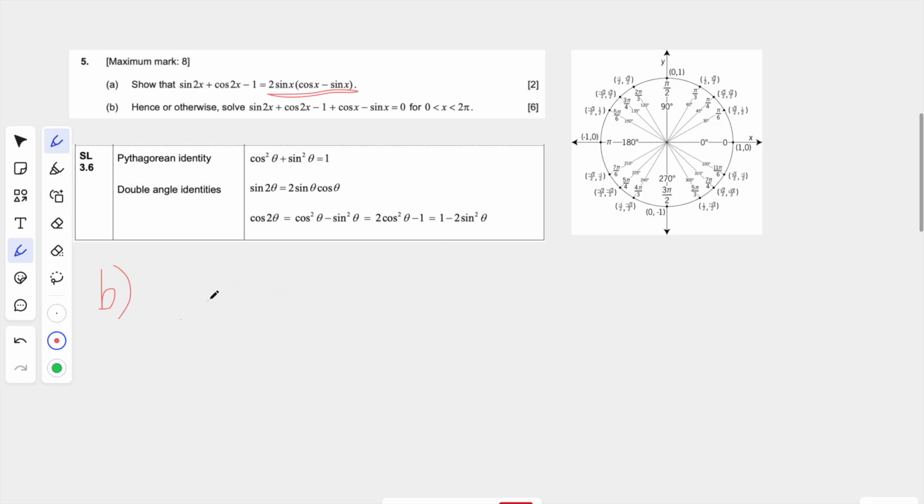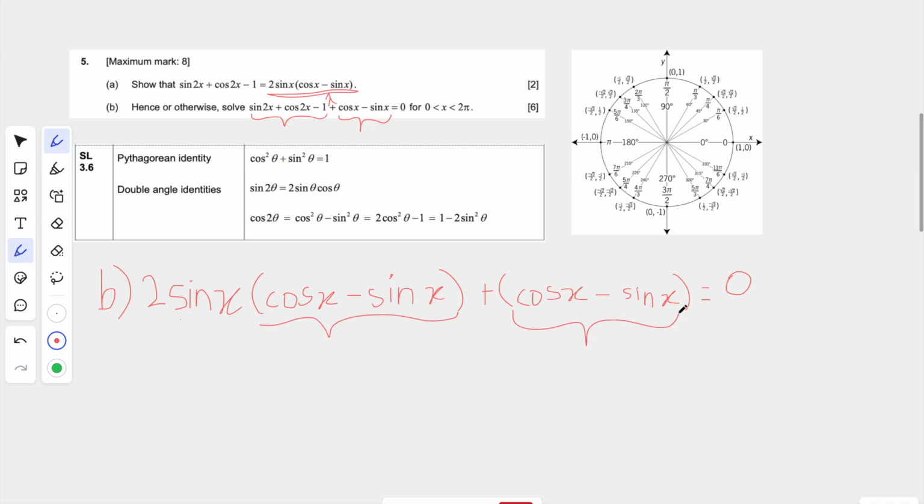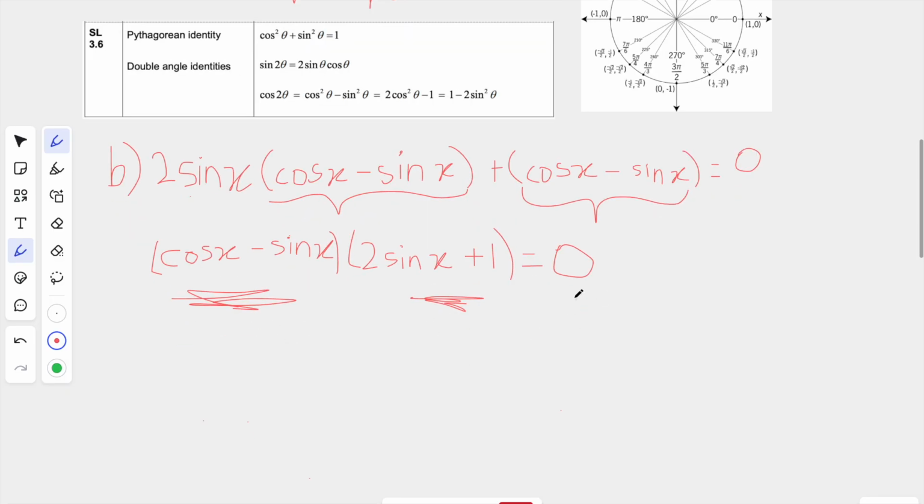For part B, we need to use the information in part A. Since part of the equation in part B has the exact expression from part A, we can replace that part with our answer from part A, which results in the equation 2 sine x brackets cosine x minus sine x plus brackets cosine x minus sine x equals 0. Since cosine x minus sine x appears in both terms, factorization can be done such that we end up with cosine x minus sine x and 2 sine x plus 1 equal to 0. We can now solve both of these separately to determine all the possible values of x within the provided domain such that the equation holds true.